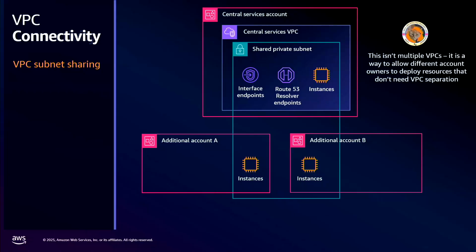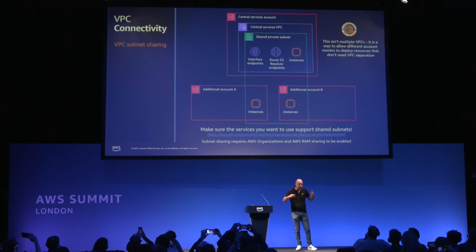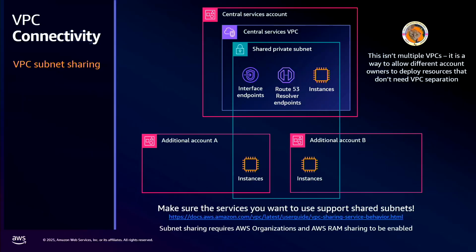Here a remark is that it's not a multiple VPC setup, so everything is in the same VPC. So the level of separation between the workloads is less strict than if you would have multiple VPCs. And also, if you want to use this feature, make sure that the services you want to launch within this subnet support shared subnets. You can have a look at this URL after the session to verify that.